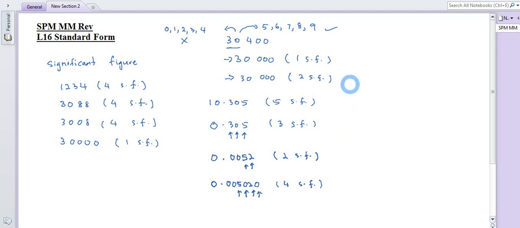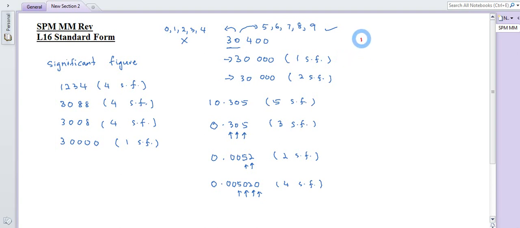When we go to this next one, maybe some students will get confused. Before I give you the example, I think I will first introduce to you how to round off a number to the number of significant figures requested by the questions.